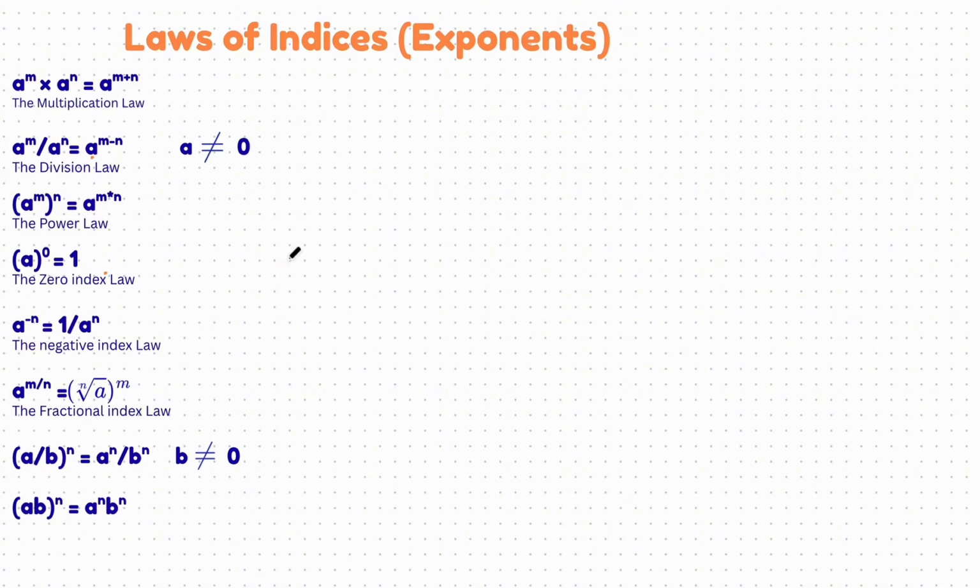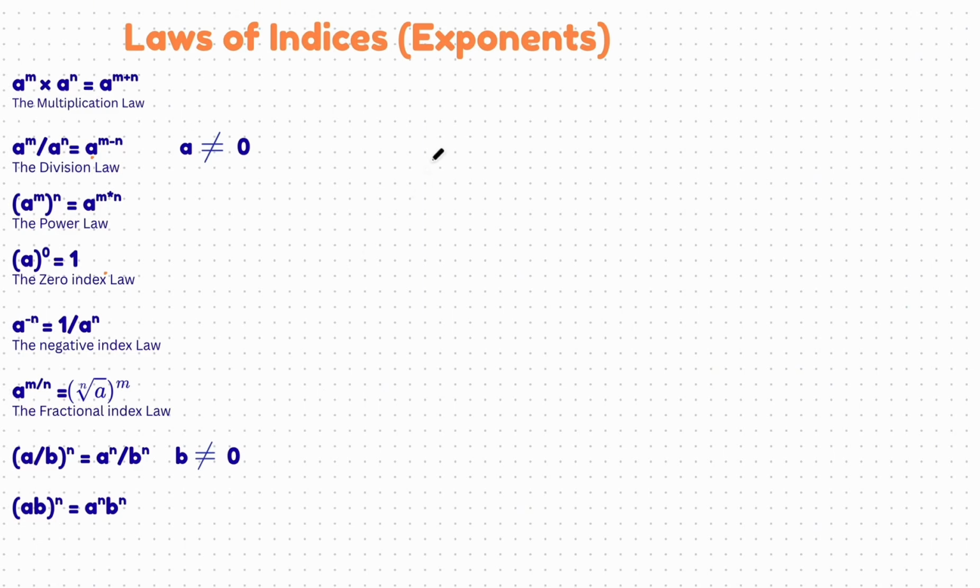Let's look at our negative index law. The negative index law states that if we have a base raised to a negative power, this is equal to the reciprocal raised to the positive power. That is, we put it over 1 and flip to make it positive. So we have here a raised to the negative n is equal to 1 over a raised to the n.